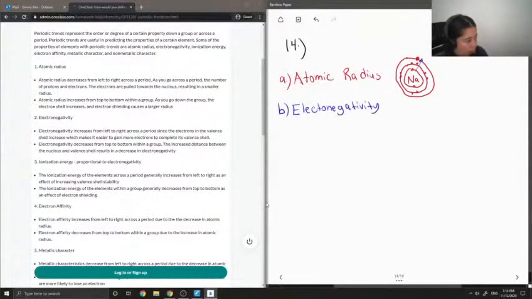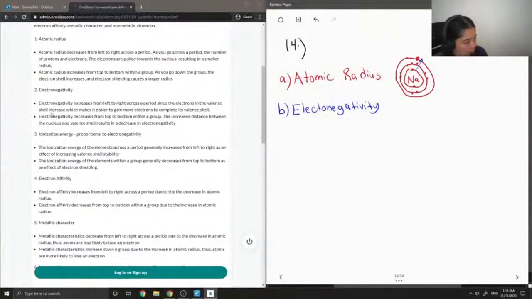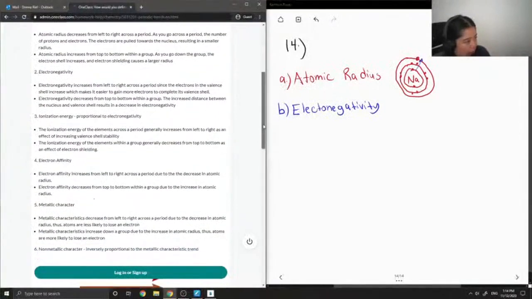So it increases from left to right across a period since the electrons in the valence shell increases, which makes it easier to gain more electrons to complete its valence shell. Electronegativity decreases from top to bottom within a group. The increased distance between the nucleus and the valence shell results in a decrease in electronegativity.